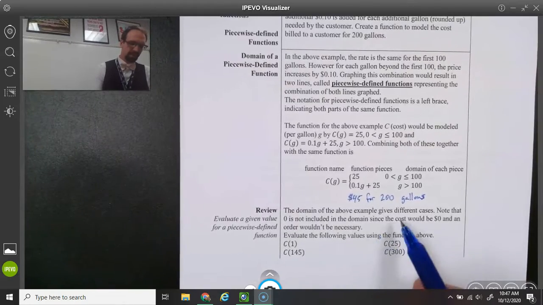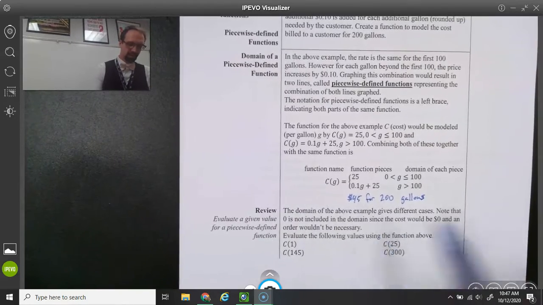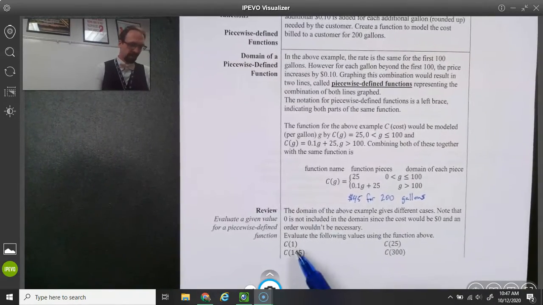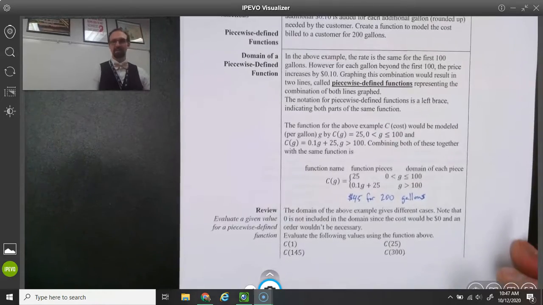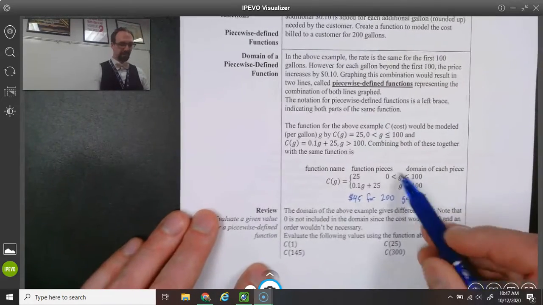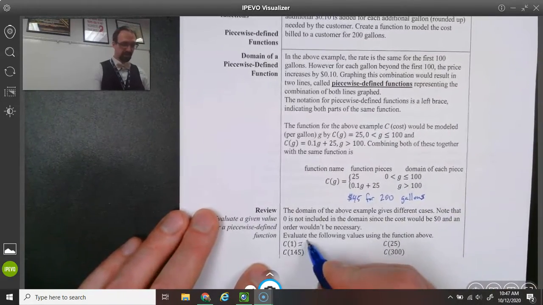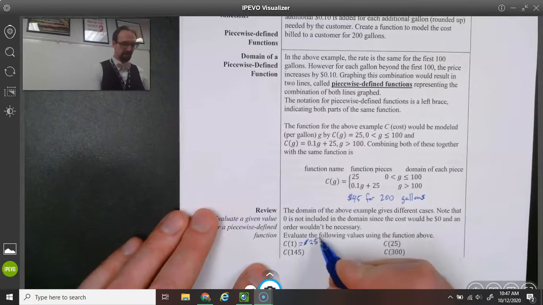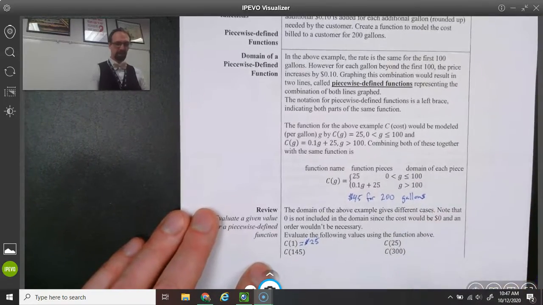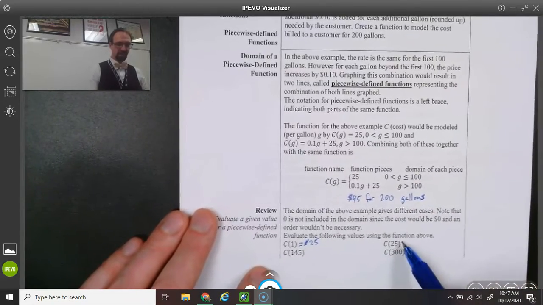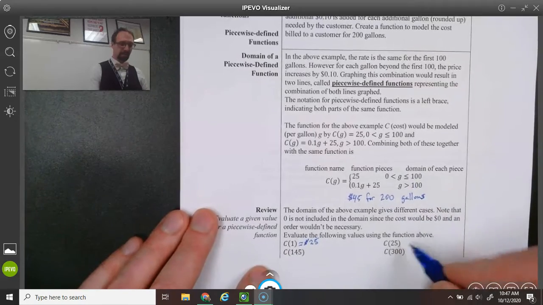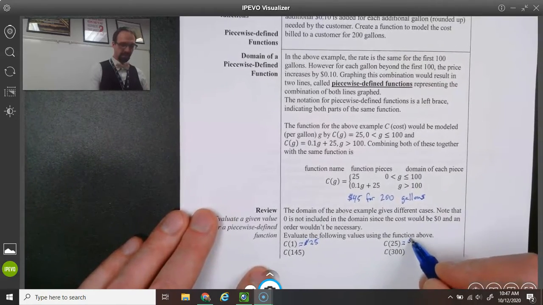The domain of the above example gives different cases. Note that 0 isn't included. I mentioned that earlier. If I want 1 gallon, how much is that going to cost? Well, 1 gallon fits in the domain here, and that's just 25. So be careful. A lot of students want to actually plug it into both. No, it's just that. If I'm getting 25 gallons, again, that's in here, and that's going to be $25.